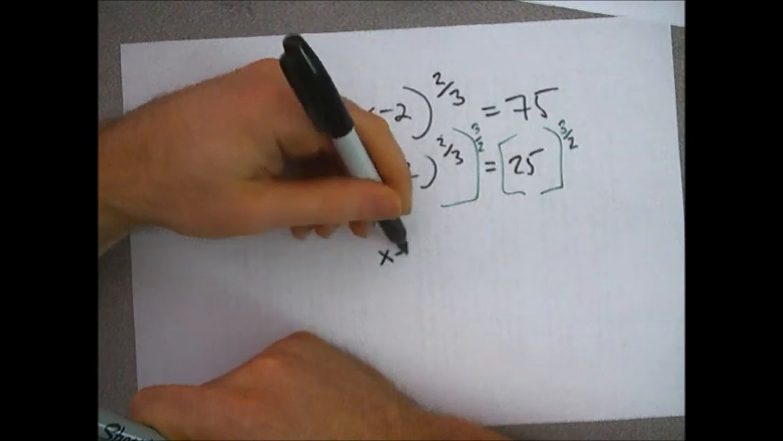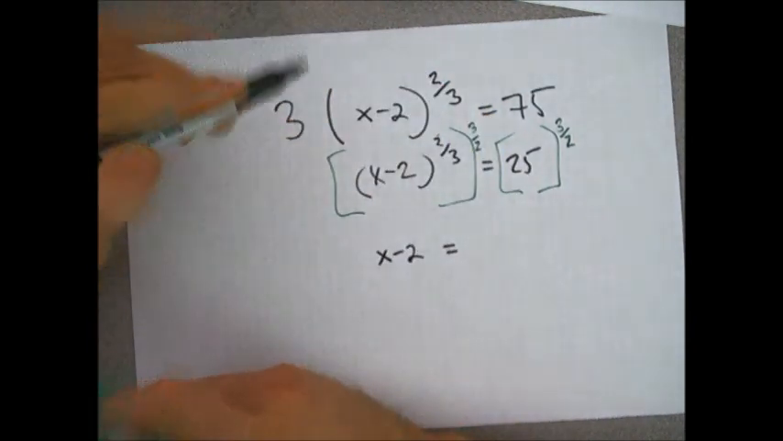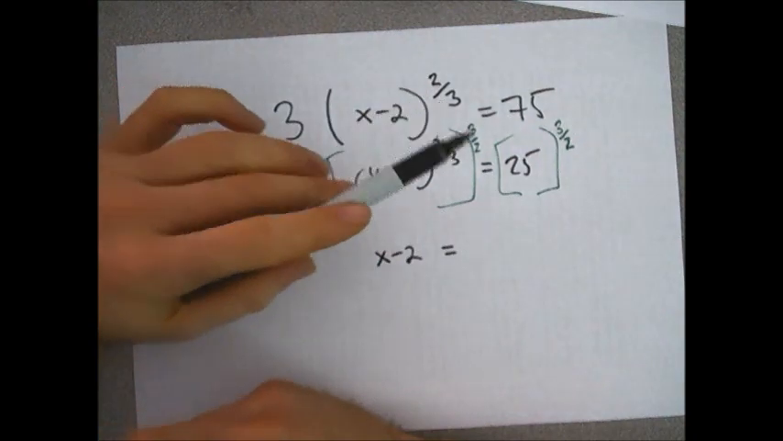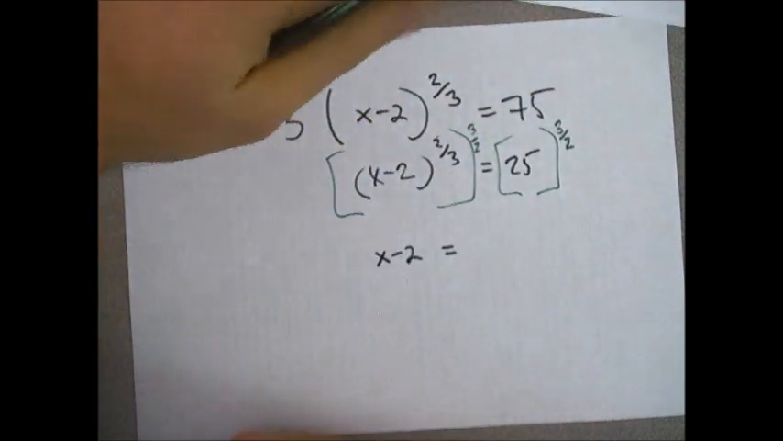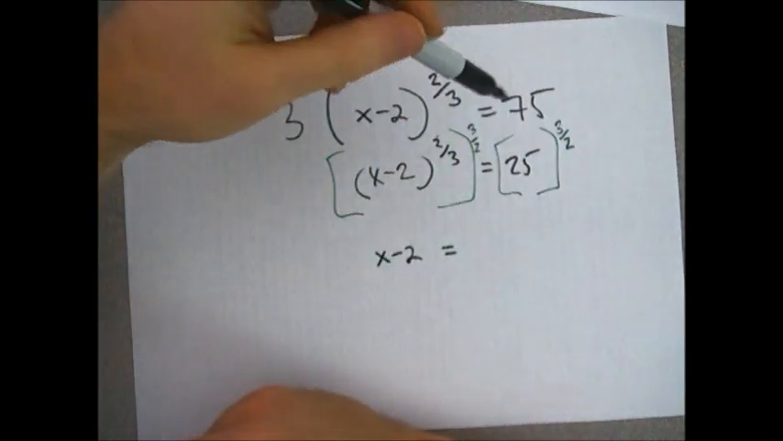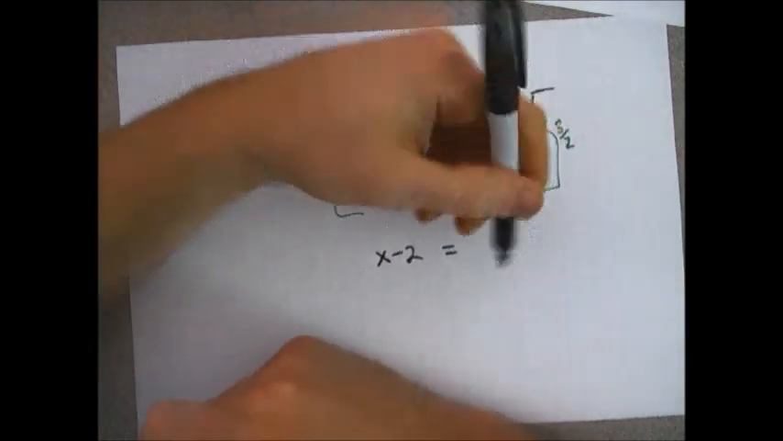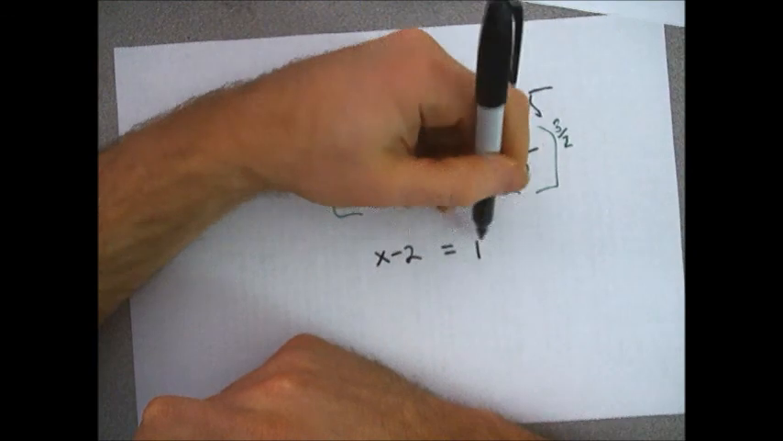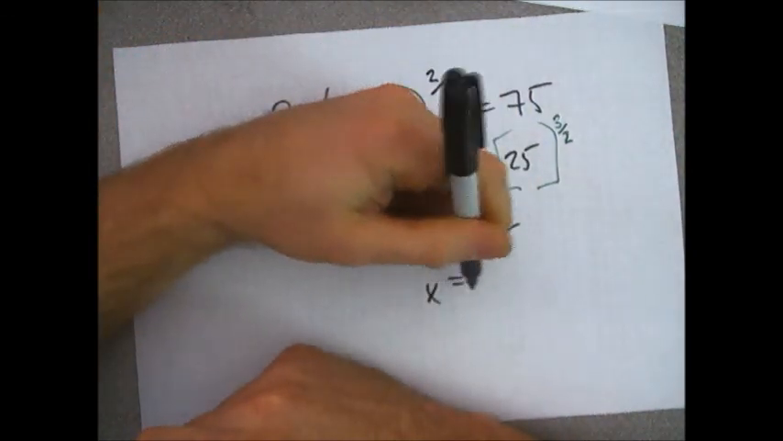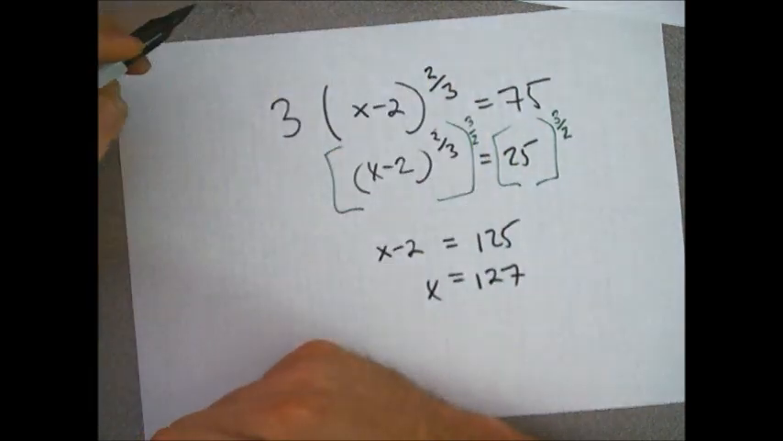So this is x minus 2 is equal to... How do I do this? 25 to the 3/2 power. What is the square root of 25? 5. To the 3rd power is what? 125. And then what do I do with that minus 2? I add it over. X is equal to 127.